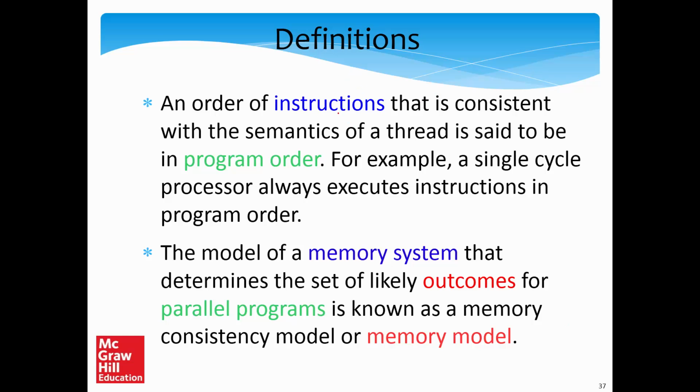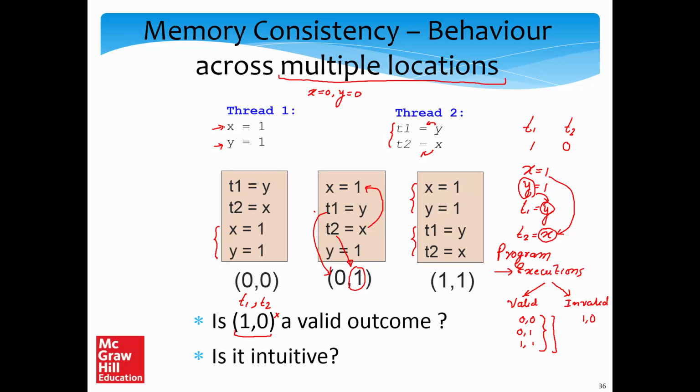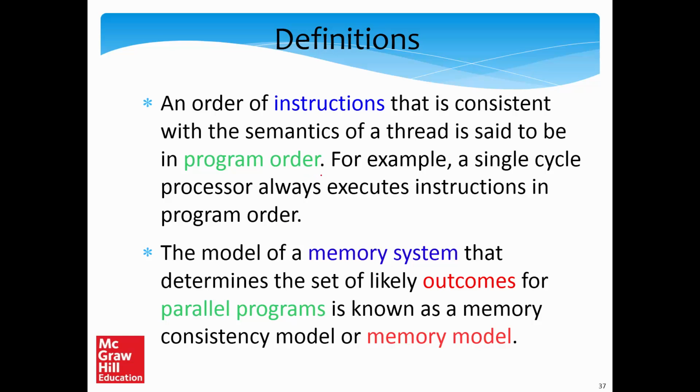An order of instructions that is consistent with the semantics of a thread. Okay, let me go back. The semantics of a thread refers to the instructions that are there in the thread, right? So any order that is consistent with the order of instructions in the thread is said to be in program order. For example, a single cycle processor always executes instructions in program order.